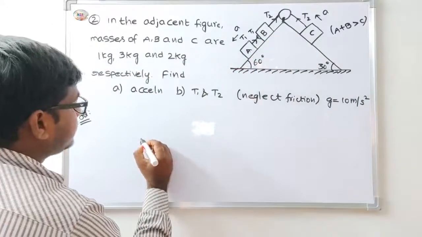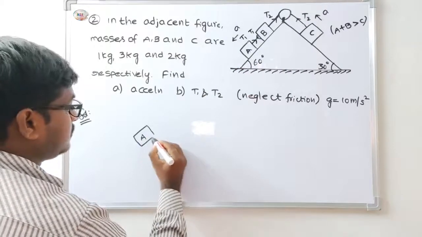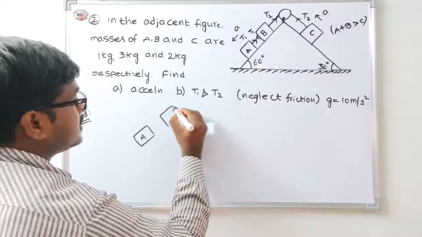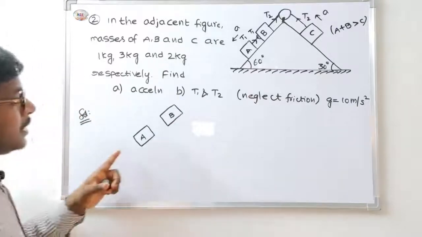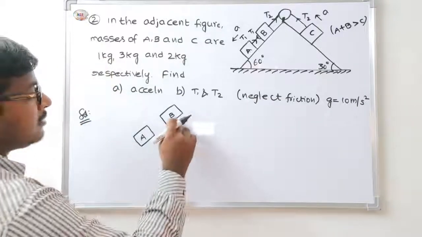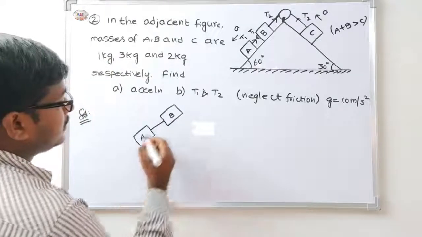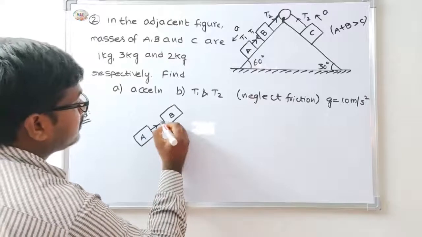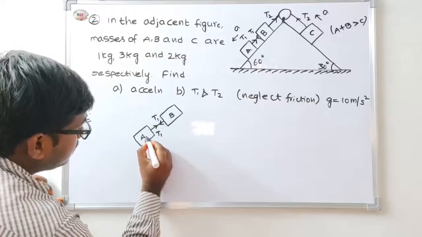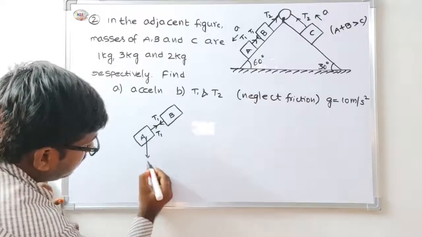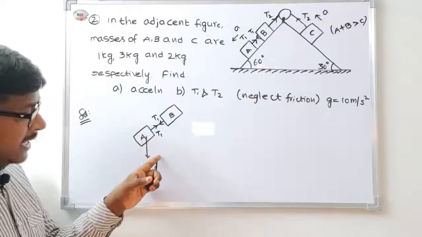The block A, this is the block B. Okay, block A is equal to 1 kg and block B is 3 kg. The tensional force T1 acting between A and B. The 1g acting downward direction. 1g, that is a weight acting in downward direction.